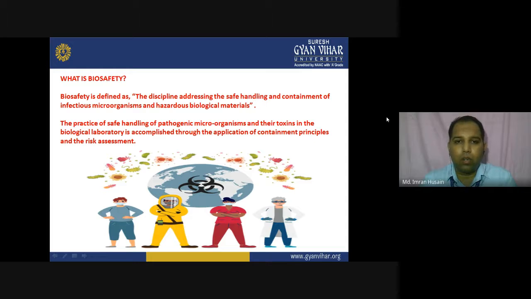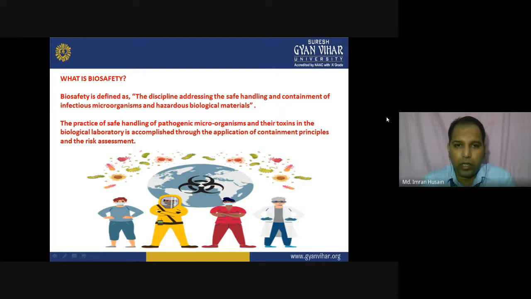What you have to consider is that whenever you are performing some sort of experimentation and safely handling highly pathogenic strains and microorganisms, they should be contained inside a controlled environment, inside a controlled laboratory. The practice of safe handling of pathogenic microorganisms and their toxins in a biological laboratory is accomplished through the application of containment principles and risk assessment.